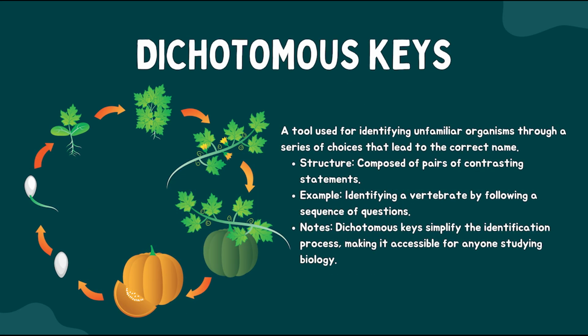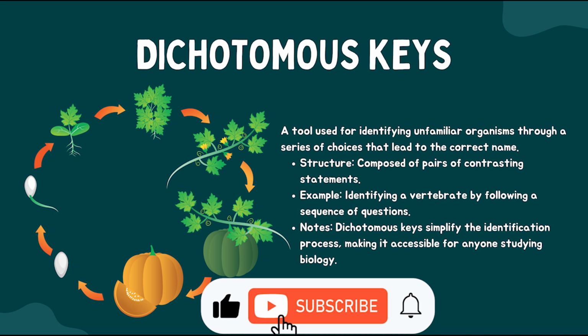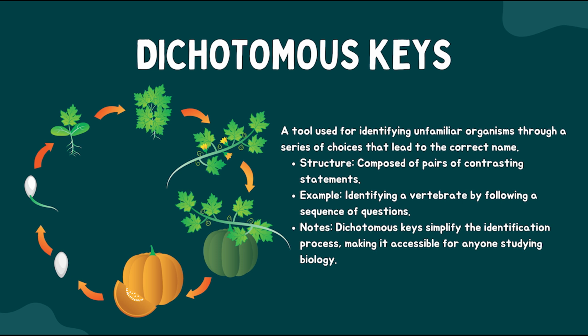Want to identify an unknown organism? Try using a dichotomous key. It's like a decision tree made of questions. Each step gives you two choices. Based on your answer, you move to the next step until you find the organism's name. For example, if you are trying to identify a bird, the key may ask, does it have webbed feet? Yes or no. These keys are essential tools in biology and very fun to use.